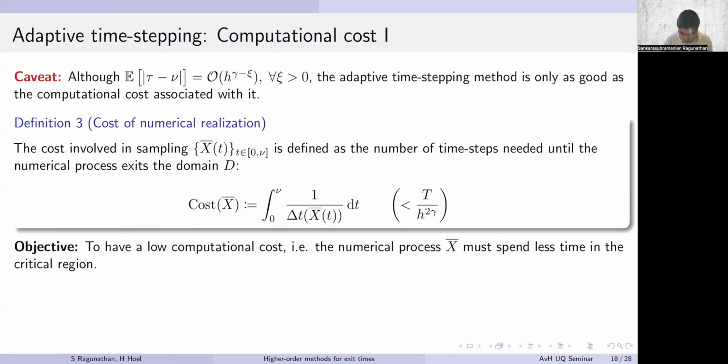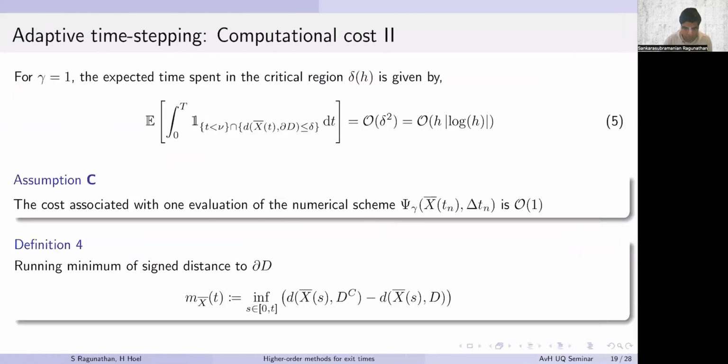So in order to have a low computational cost, the number of time steps that you take should be low. That's basically what we would like to have ideally. So if a process gets stuck inside the critical region for a long period of time, you end up using very fine time step sizes, and the process stays inside the critical region for longer. So you end up generating more cost when you are implementing the algorithm. Let's put it that way.